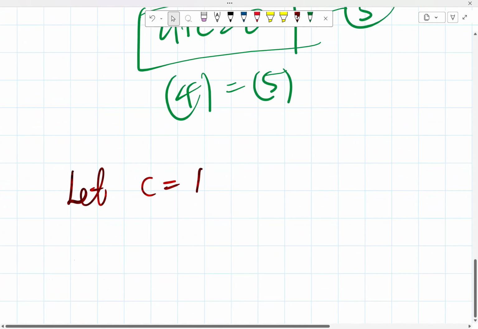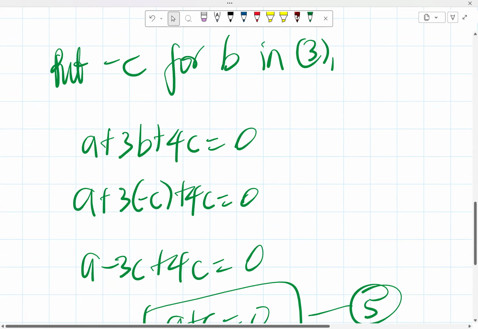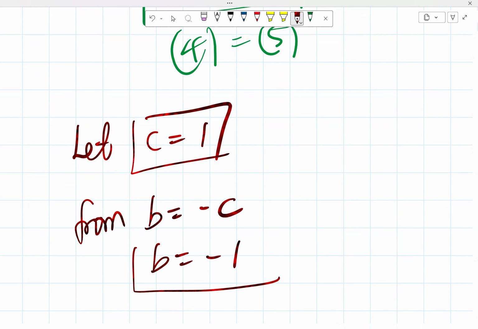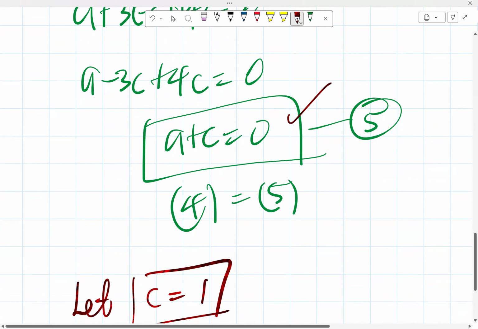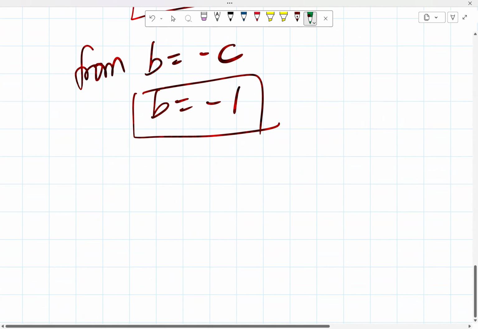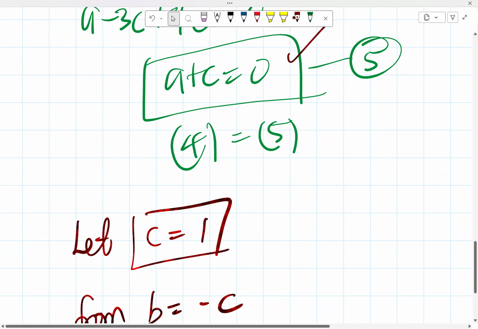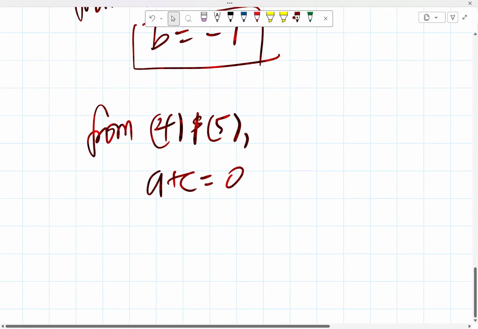So let C be equal to 1. If C is equal to 1, what does that tell us? From B equals minus C, we have that B is equal to minus 1. So we have C is 1, and B equals minus 1. Now that we have these two, it's easy to find A. From equations 4 and 5, which are basically the same, we have that A plus C is equal to 0. But we already know C to be 1, so A plus 1 equals 0. That means A is equal to minus 1.